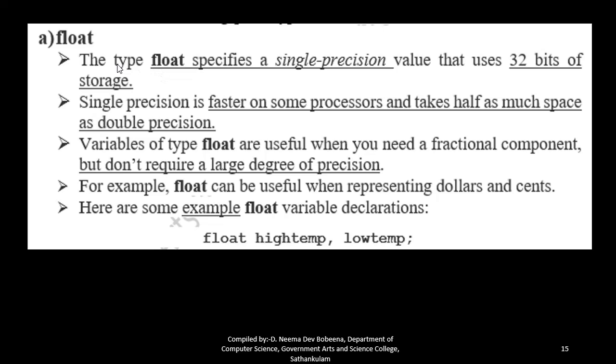Float is specified by the keyword float. It's single precision, 32 bits, and single precision is faster on some processors. It takes half as much space as double precision. So we declare variables as float when they do not require a large degree of precision. Example: float high temperature and low temperature.